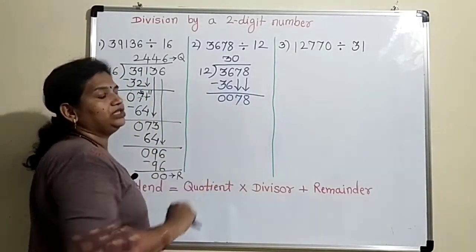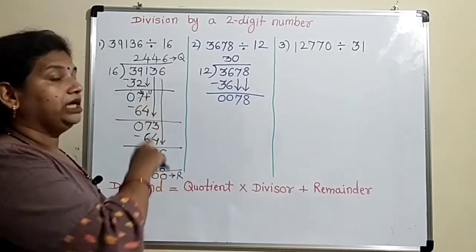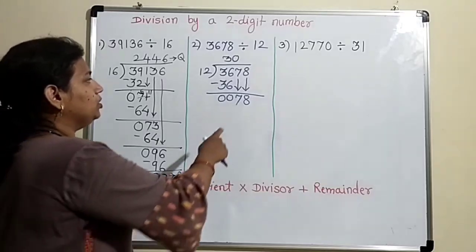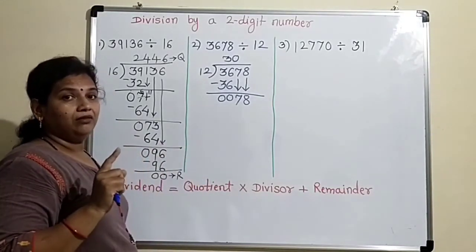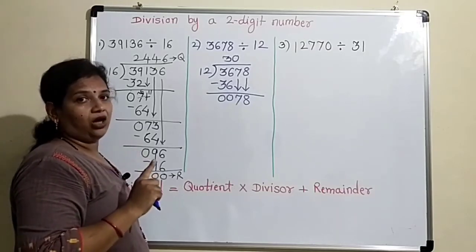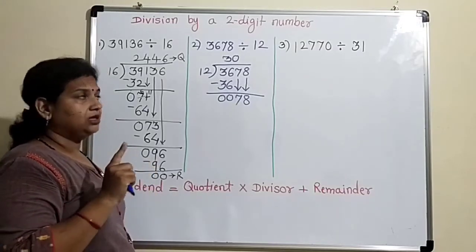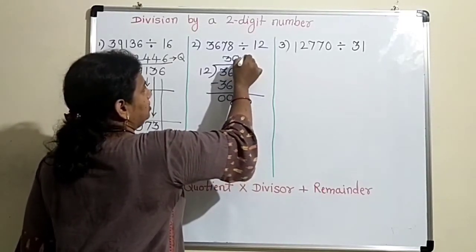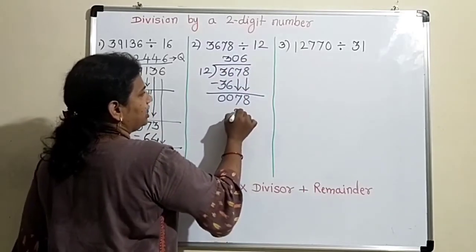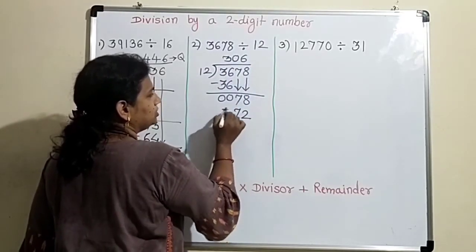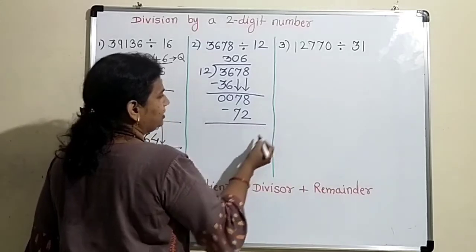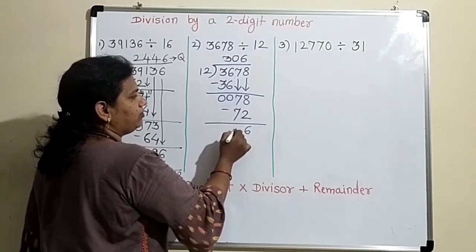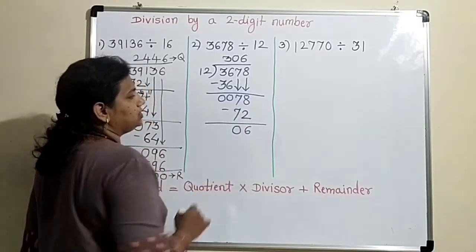And now I got a 2 digit number. So I will check now in table of 12 whether 78 is coming or not. So I know that 12 6s, how much is it? 72. So here I will write 6 and I will take here 72. I will subtract: 8 minus 2 is 6, and 7 minus 7, that is 0.